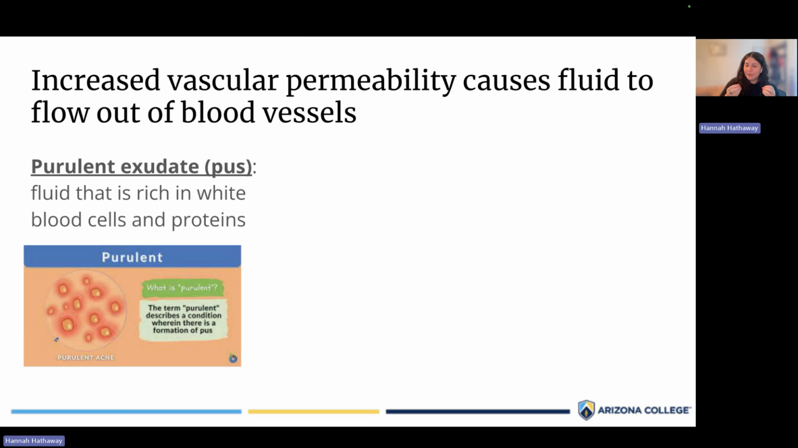So if you've ever had a pimple, which I don't know who hasn't, and it has a white head, that is an example of pus. Once again, it is fluidy, it's liquidy, because it is purulent exudate. It is this fluid that is full of white blood cells.